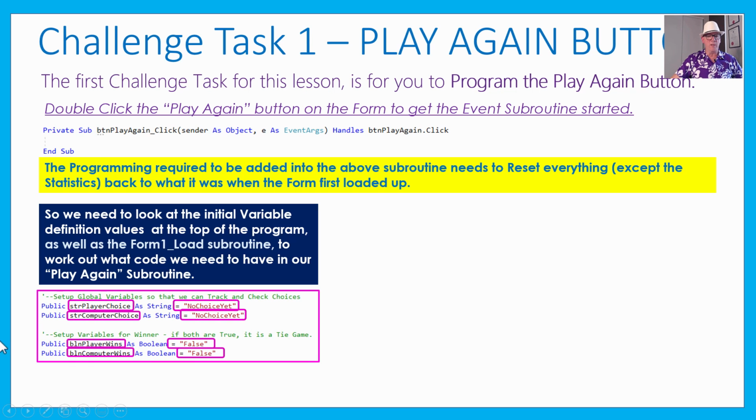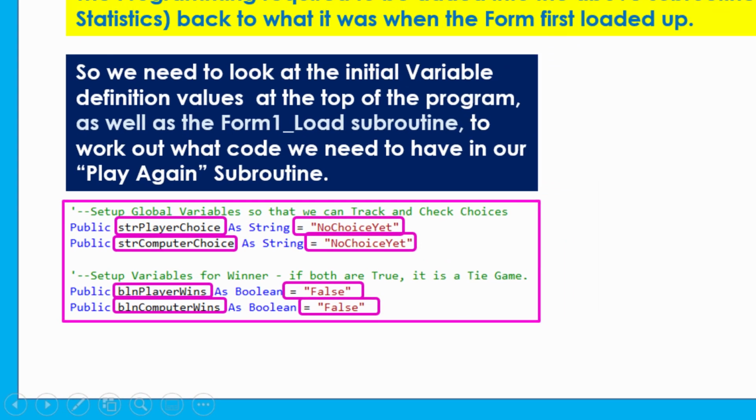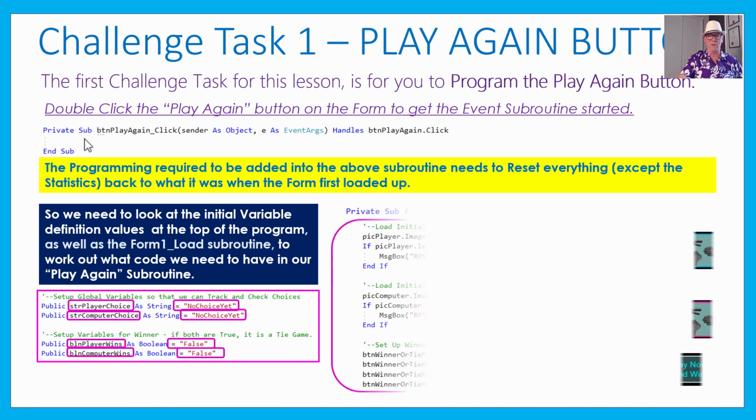So at the top of the variables, we were setting player choices, no choice yet, computer choice, no choice yet, and no one's won yet, okay? So you don't do this public stuff again, you only do parts of it. So we need to write code: str player choice equals no choice yet, str computer choice equals no choice yet. All this stuff in pink is what you need to write. It's 4 lines of code. They're the first 4 lines of code which go in this subroutine just to set all those public variables back to their original start values.